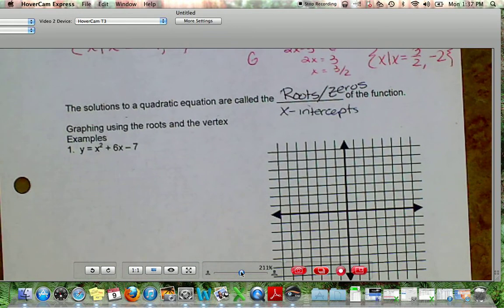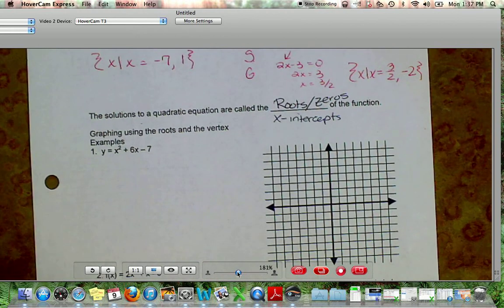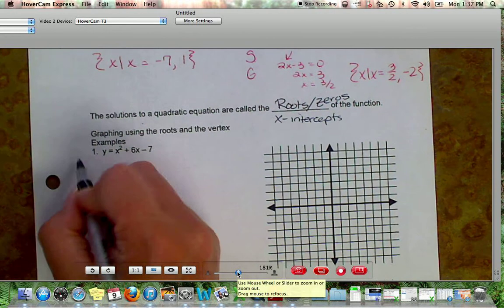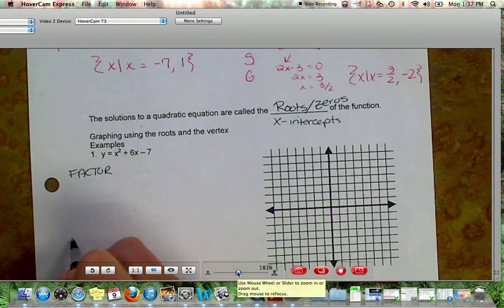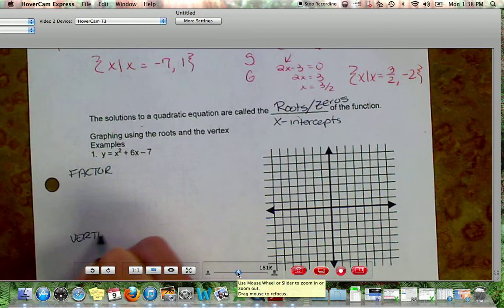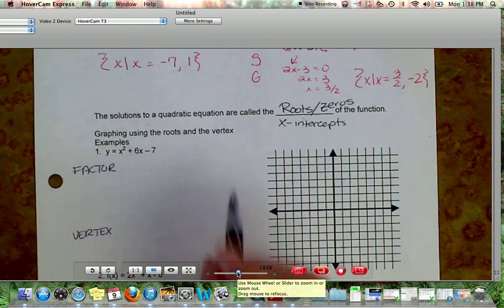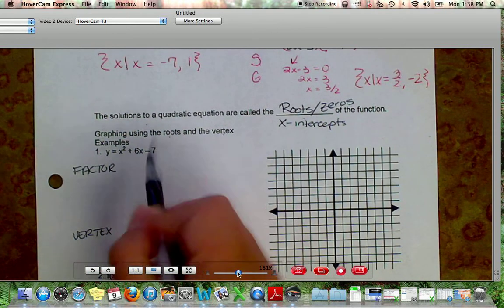So graphing using the roots and the vertex. So instead of 5 points like we made in the table of values, we are only going to have 3 points in these graphs. We're going to factor first, so factor to find the roots, and then you'll do the vertex formula to find the vertex. So we're doing this in 2 parts. It says using the roots and the vertex.